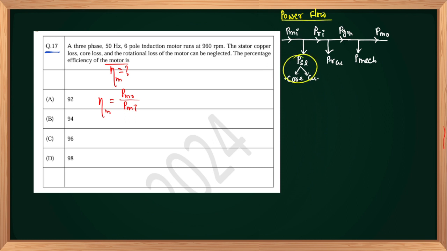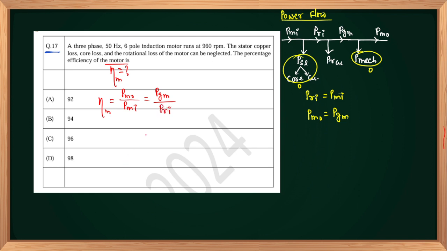If these losses, stator core loss and copper loss, are neglected, then I can say that rotor input is nothing but motor input. And one more thing he mentioned in the question, that rotational losses of the motor can be neglected. So mechanical losses also can be neglected. If this is neglected, then I can say the motor output is nothing but gross mechanical power. So now in the efficiency formula, instead of PMO, that is motor output, I can write PGM, and instead of motor input, I can write rotor input.